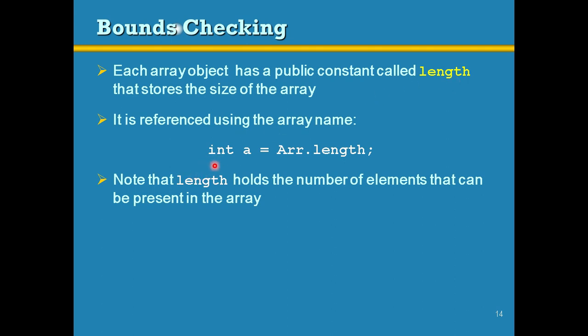See an example of how to use that. I wanted to find the length of the array arr. Then int a is equal to, the length will be returned in integer format: int a is equal to arr dot length. Note here there is no parenthesis. If there is parenthesis, it's a function related with a string. But this is not a function. It is an attribute of the array used to store the length of the array. So make the difference here. Note that length holds the number of elements that can be represented in the array.